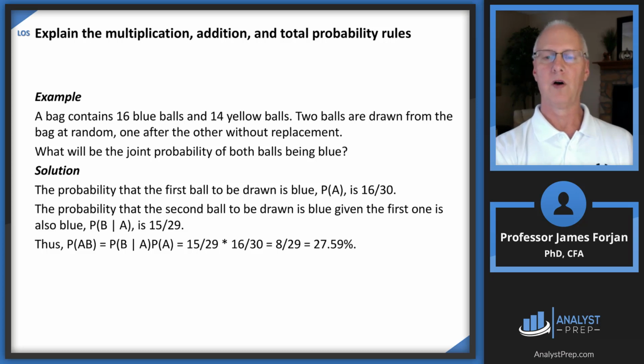So the first ball has a probability of 16 out of 30, because there are 16 blue balls, right? And then the second one being blue: now there used to be 16 blue, now there's only 15. There used to be 30 total, now there's only 29. And so to get that joint probability, multiply those two together. So you get 15 over 29 times 16 over 30, and that gives you almost 28%.